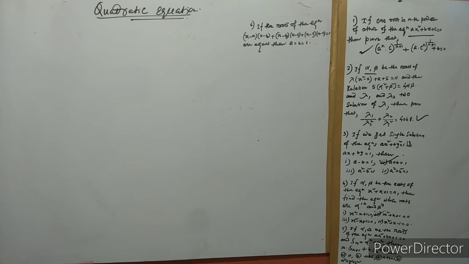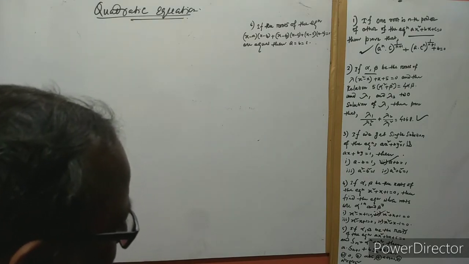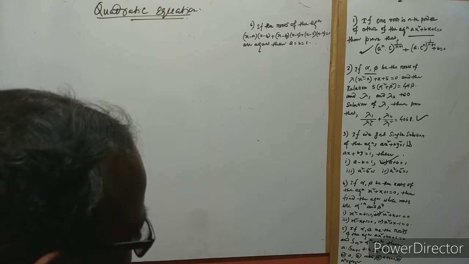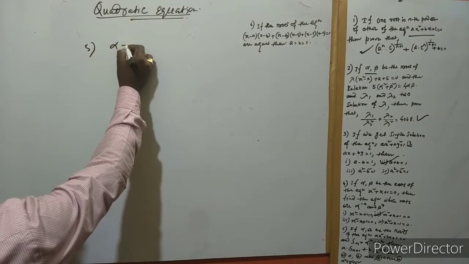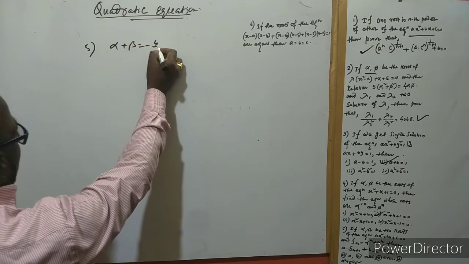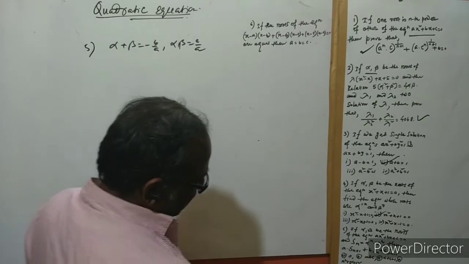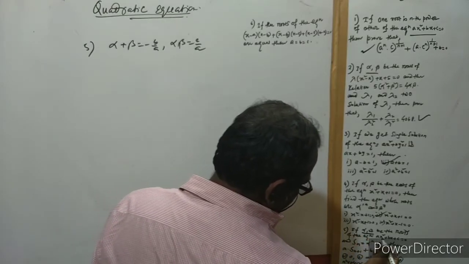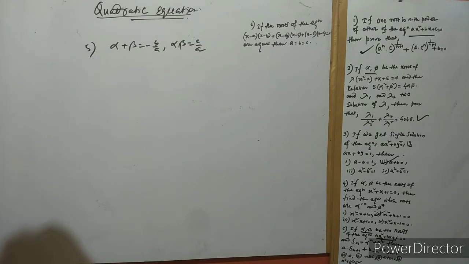And now question number 5. Alpha and beta are the roots of the equation ax square plus bx plus c equal to 0. So that's how you have it. We can write alpha plus beta is equal to minus b by a, and alpha into beta is equal to c by a. These are your roots alpha, beta, and the equation is ax square plus bx plus c. So you can easily write alpha plus beta equal to minus b by a, alpha into beta equal to c by a.